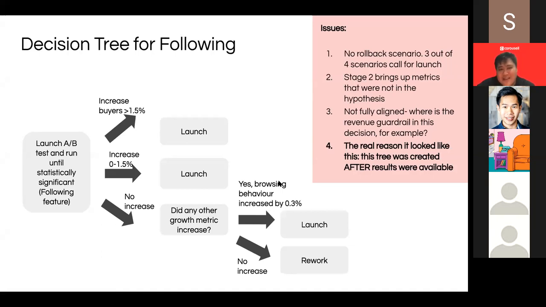Now, the reason all of this looks like that is that this tree was actually created after the results were available. So we ran the experiment, we didn't have a decision tree, and then after the experiment, it became clear that this was the decision tree we were looking at, or what that product manager was looking at.